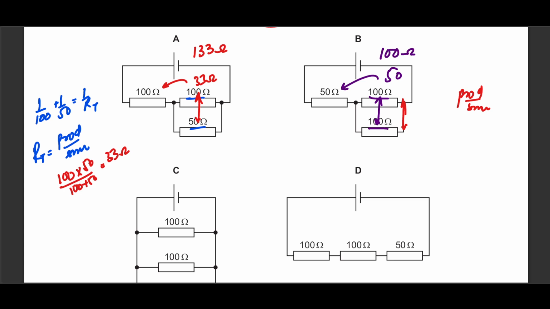If you're not fully satisfied with this statement, then you can definitely go ahead and use 1 over 100 plus 1 over 100 equals 1 over RT. You can definitely use this equation, or use this one, product over sum, which is 100 multiplied by 100 divided by 100 plus 100. You will get 50. And this is equally true for numbers other than 100.